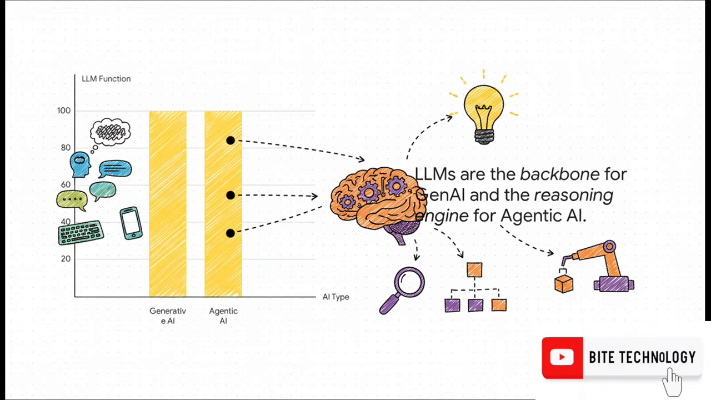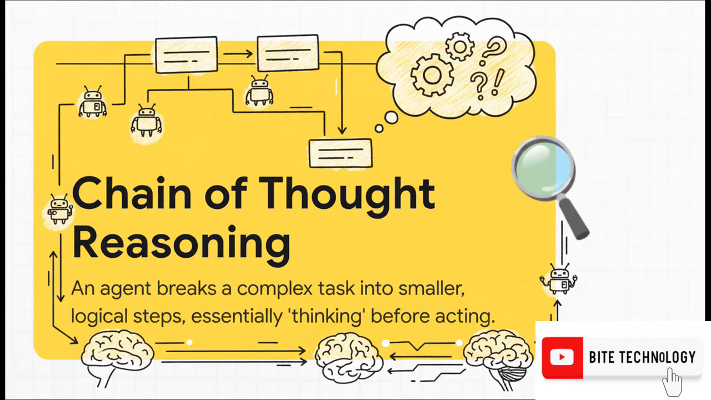But for agentic AI, that very same LLM becomes the reasoning engine. It's the cognitive part of the system that allows it to think and make decisions. And this thinking process actually has a name. It's called chain of thought reasoning. This is where an agent uses the LLM to break a really complex task down into smaller, logical, manageable steps. It's almost like the agent is talking to itself, creating this internal dialogue to figure out a problem before it takes any action in the real world.